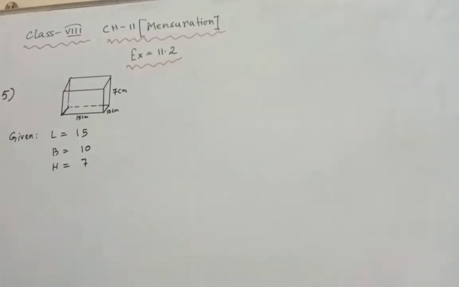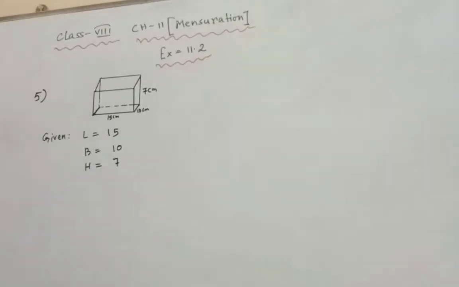After that, from each can of paint, 100 meter square area is painted. How many cans of paint are needed to paint the room? Understood? So these things are given here: the length, breadth and height of the room, and the area to be painted.